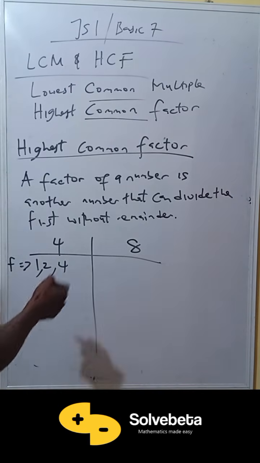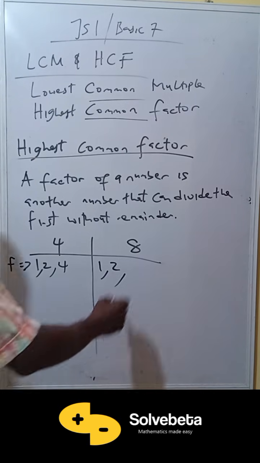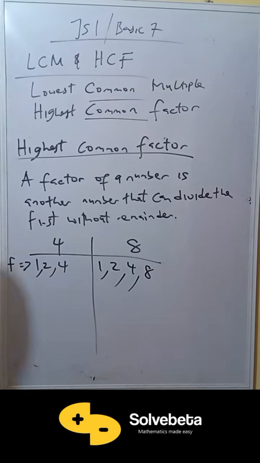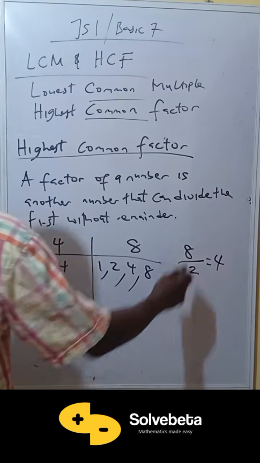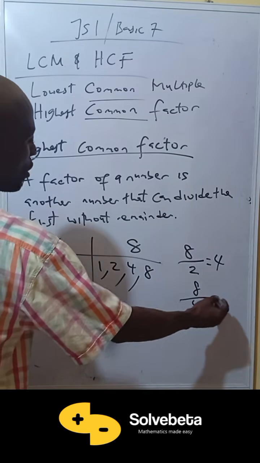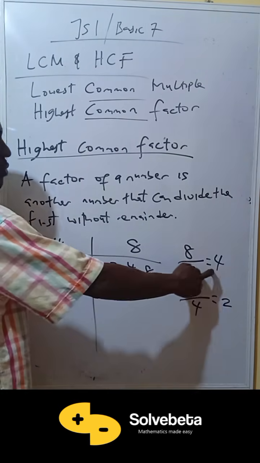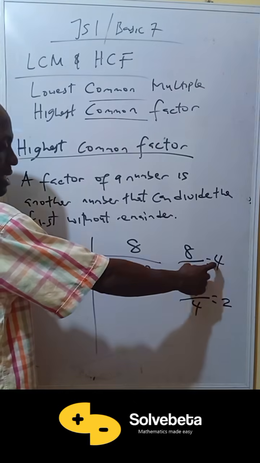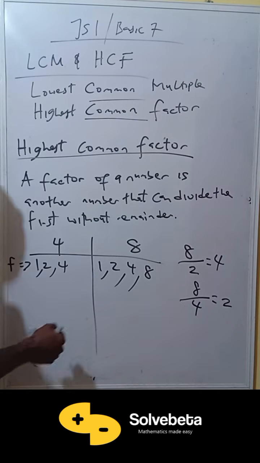Now let's go to 8. What is the first factor of 8? 1. Which other numbers can divide 8? 2, 4, and the number itself, 8. So 1, 2, 4, 8. And I want to show you something. If 8 can be divided by 2, the result is also a factor of 8. Meaning that if 8 can be divided by 2 to get 4, it means that 8 can also be divided by 4 to give you 2. Please take note. You can use that to find factors of a number.